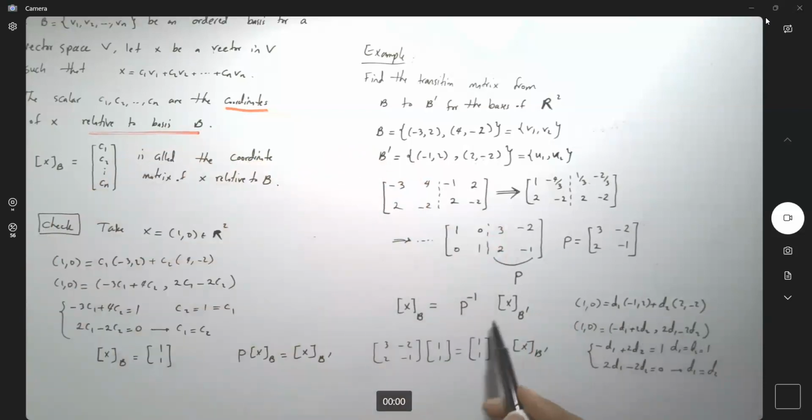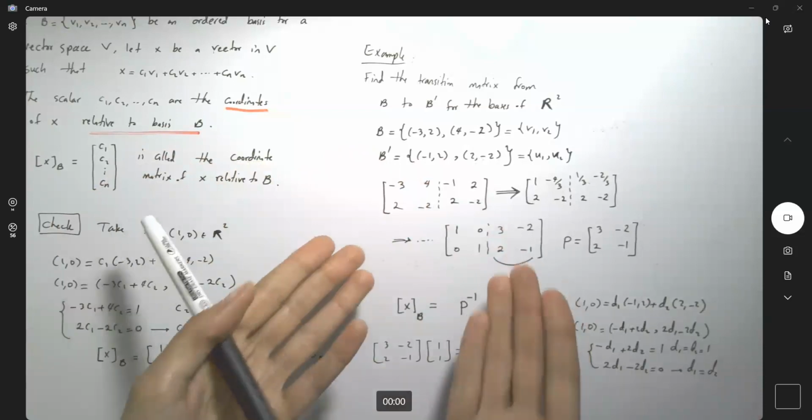So this transition matrix helps us to find those coordinates much more easily.